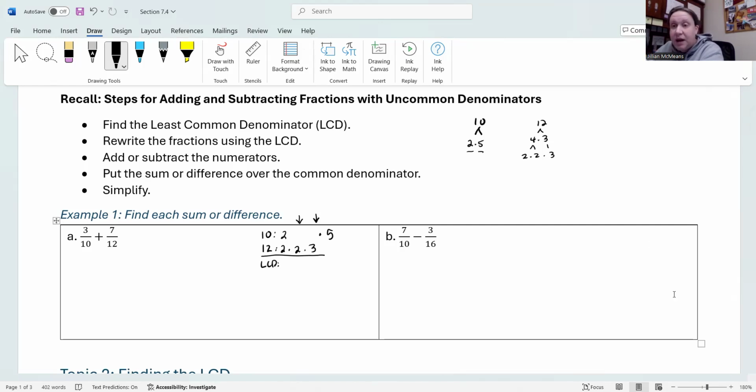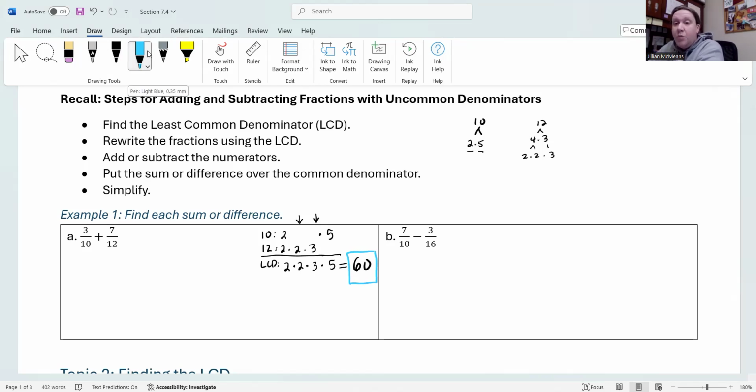Then to get my LCD, I take the representative of each column. What type of column do I have? The first column is a 2's column, so I bring down a 2. The second column is a 2's column, so I bring down a 2. The third column is a 3's column, and the fourth column is a 5's column. The product here is my LCD. So let's see what we get. 2 times 2 is 4. 4 times 3 is 12. 12 times 5 is 60. So my LCD is 60.